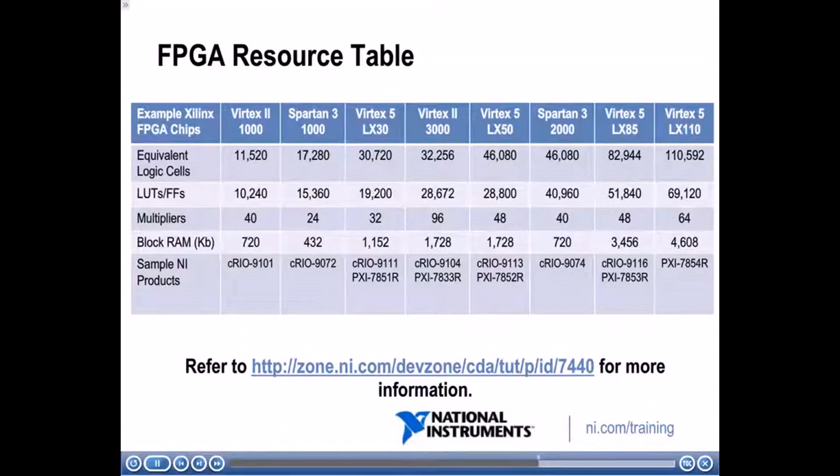Also, we see the number of resources for different things on that FPGA chip. If you look on the left, you also see the number of lookup tables or flip-flops. You also see the number of multipliers on each FPGA chip, the amount of block RAM, and in the last column you see sample NI products. Each of those NI products maps out which NI products use which Xilinx FPGA chips. This is a lot of information. If you want more details, refer to the link shown on this slide.